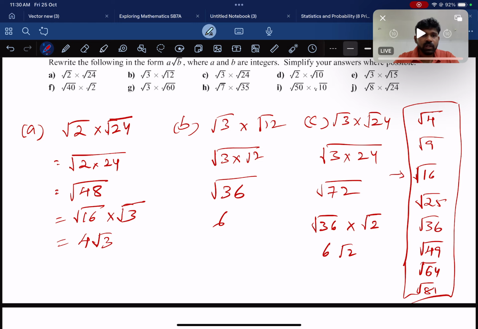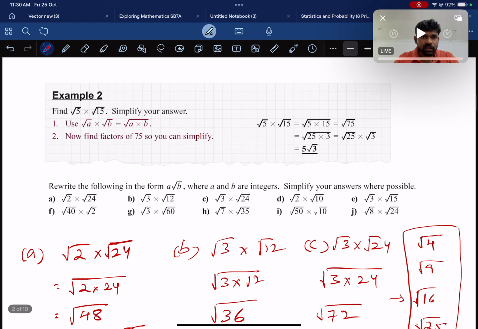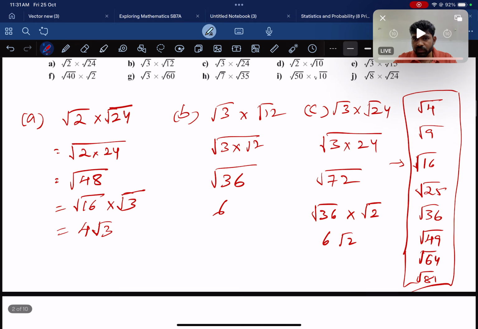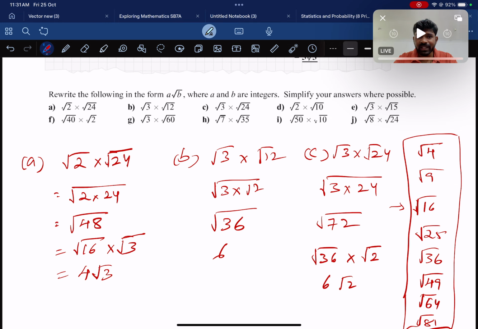Let's continue with our work. This is the second example where we have to multiply the surds. Rest of the questions, that is part D, E, F, G, H, I and J, you can discuss with me in the comment section, or else you can just practice by yourself.